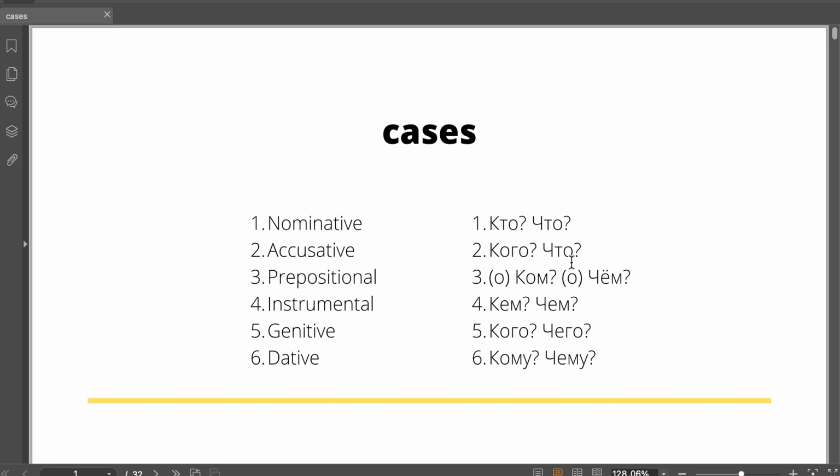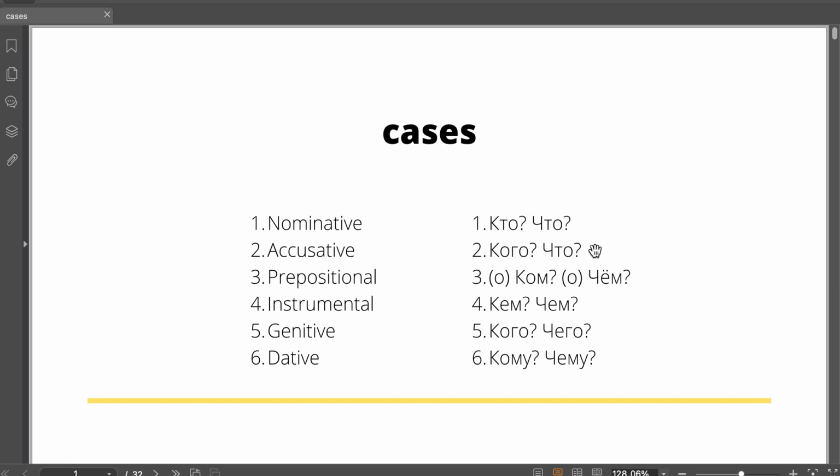Кого, что. You probably have a question. What about these two? Yes, they are twins. They are absolutely the same. But it doesn't mean that nominative equals accusative. No. They are from different cases, but they just share the same form. So when you just see что, or when you hear someone say что, you don't know. It can be either nominative or accusative. We need to know context. We need to see the relationship between nouns or other parts in the sentence.